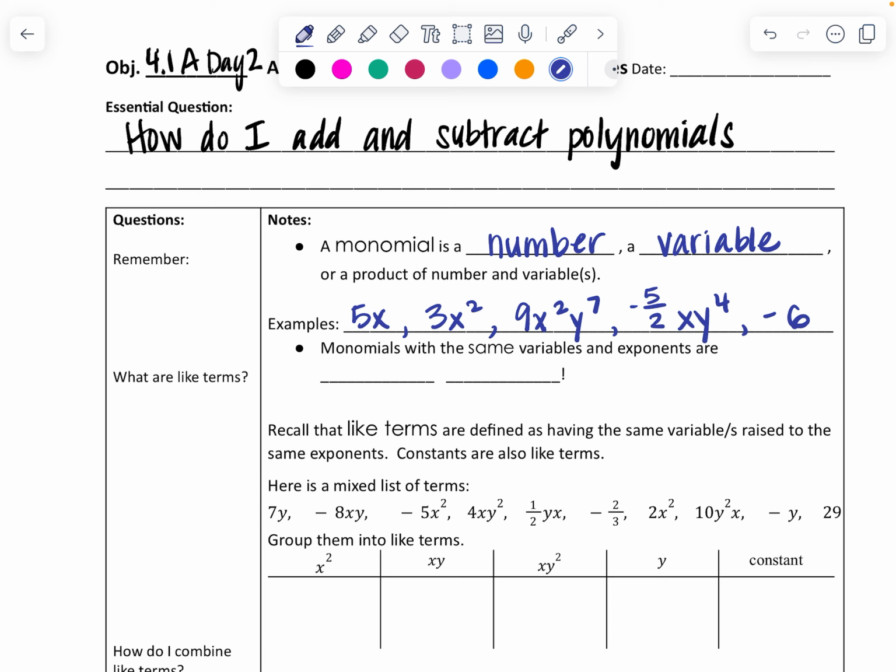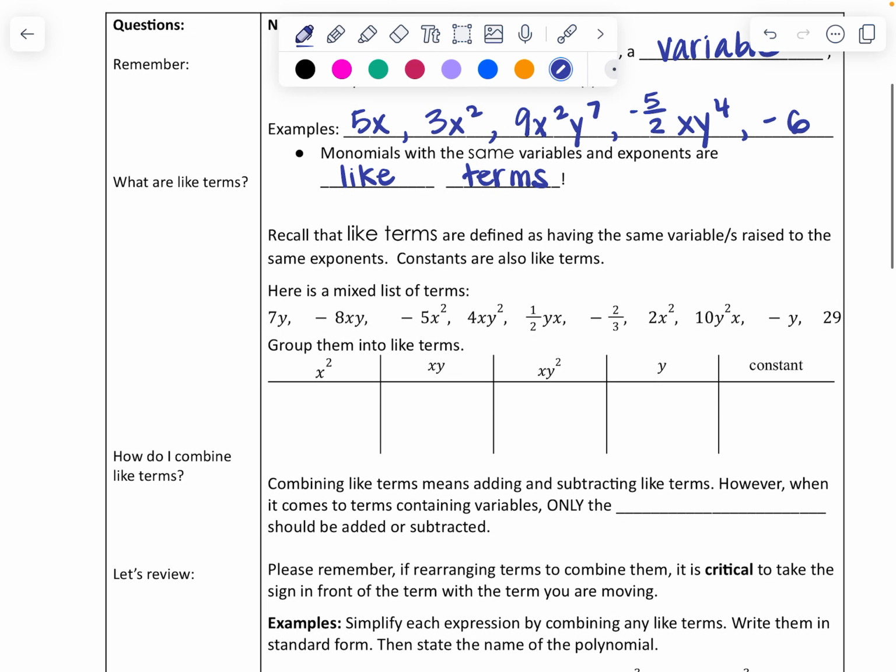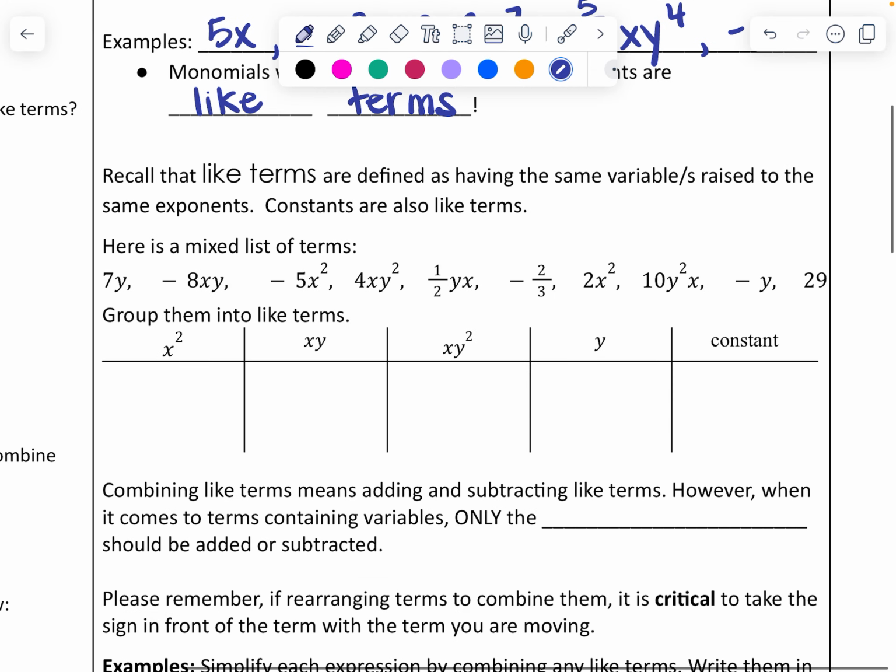Monomials with the same variables and exponents are like terms. So we've definitely talked about like terms this semester, and we're going to recall some of that. So just in case you've forgotten, let's review what like terms are. They have to have the same variable raised to the same exponents. So the coefficients can be different, but the variables and the exponents next to the variables have to be the same.